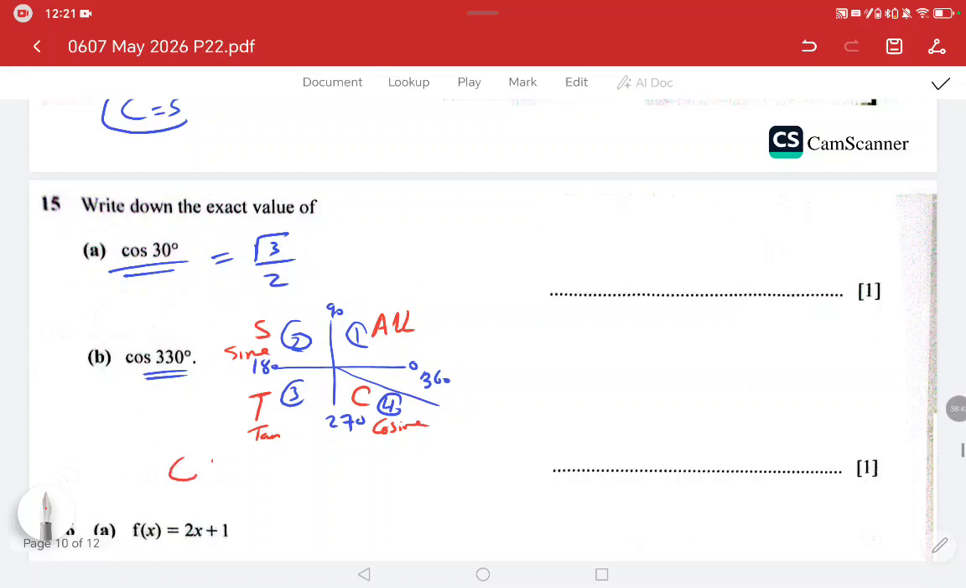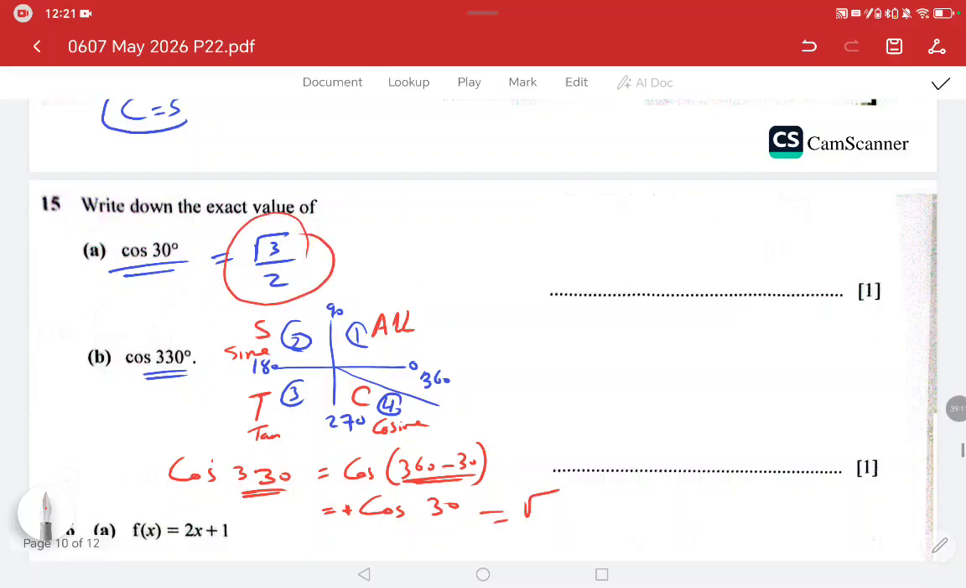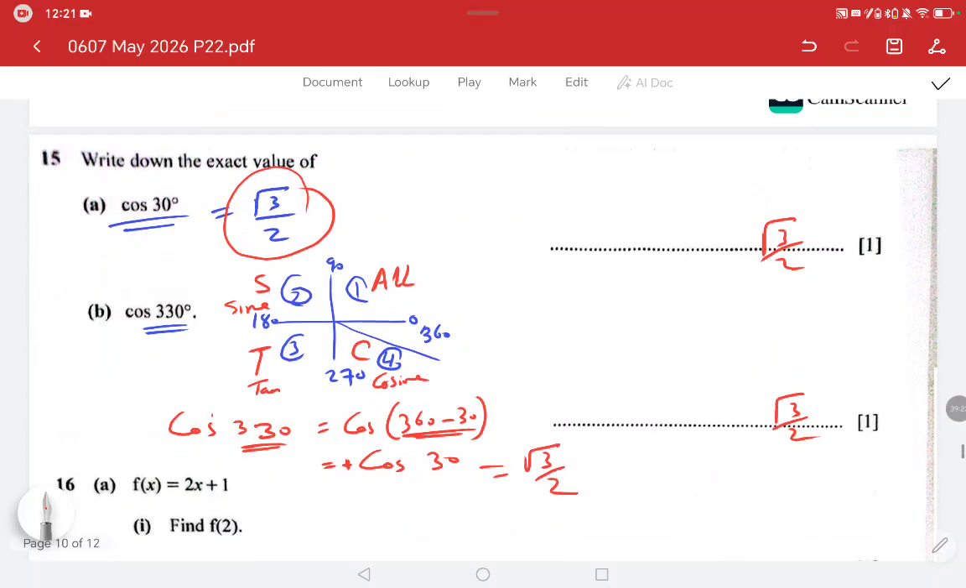Good. So I can say now that cosine 330 is the same as cosine of 360 minus 30. 360 minus 30 is the same as 330. So it equals cosine 30, and in the fourth quadrant it is positive. So what's cosine 30? You just say it. It's square root of 3/2 again. So this one is square root of 3/2, and this one is square root of 3/2. This is without calculator.